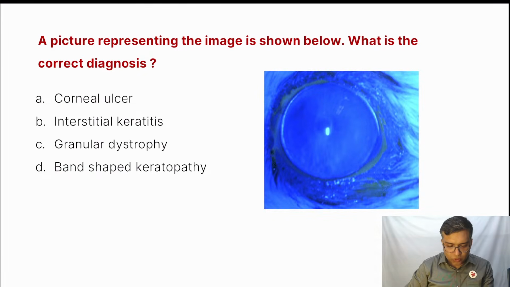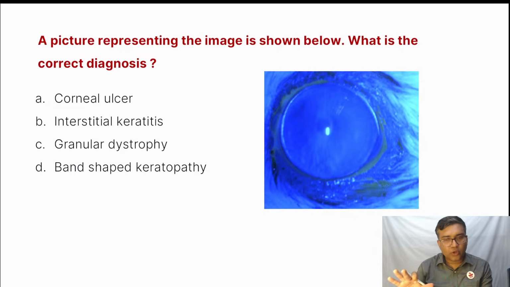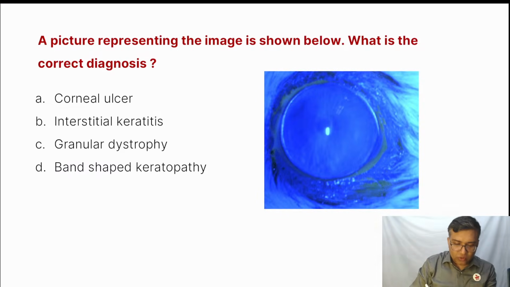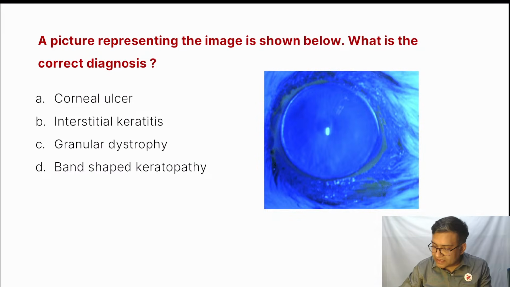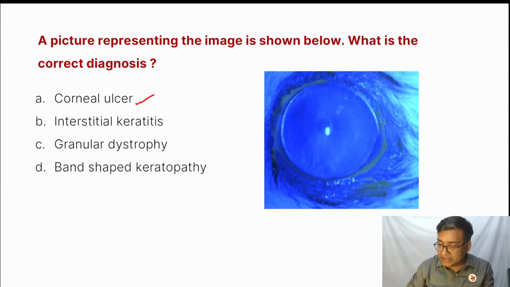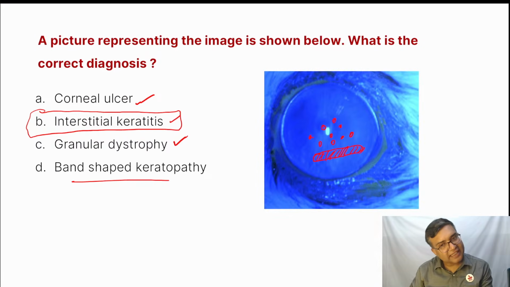Okay, so a similar question was asked where they asked about the diagnosis. So here you are seeing that we are definitely doing it with the cobalt blue filter, but you are not getting any fluorescent dye based stain in the cornea. Okay, so that means there is no epithelial defect. So let's see various options. Corneal ulcer. Whenever you are seeing a corneal ulcer, you would definitely get an epithelial defect. In interstitial keratitis, you would not get any epithelial defect. In granular dystrophy also, you would have some popcorn like opacities in the center, and in band shaped keratopathy you would also have opacity like this in the center. So definitely this patient is having interstitial keratitis. Okay, so the answer here would be B, that is interstitial keratitis.